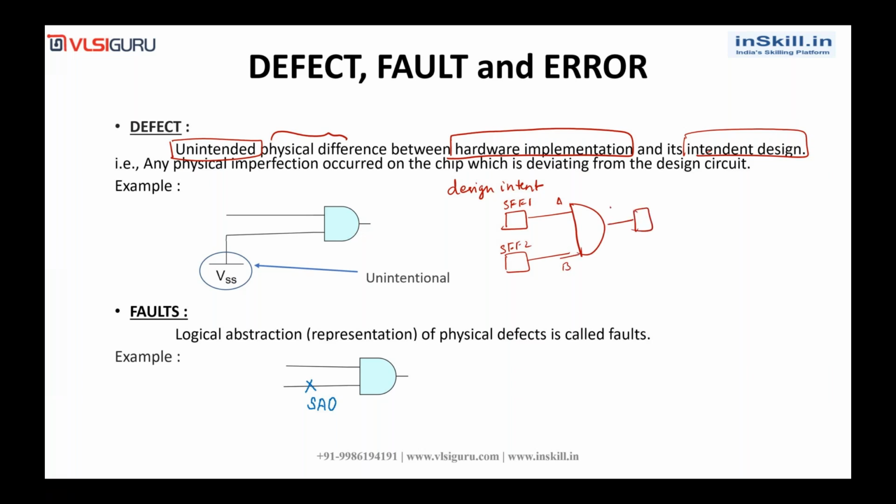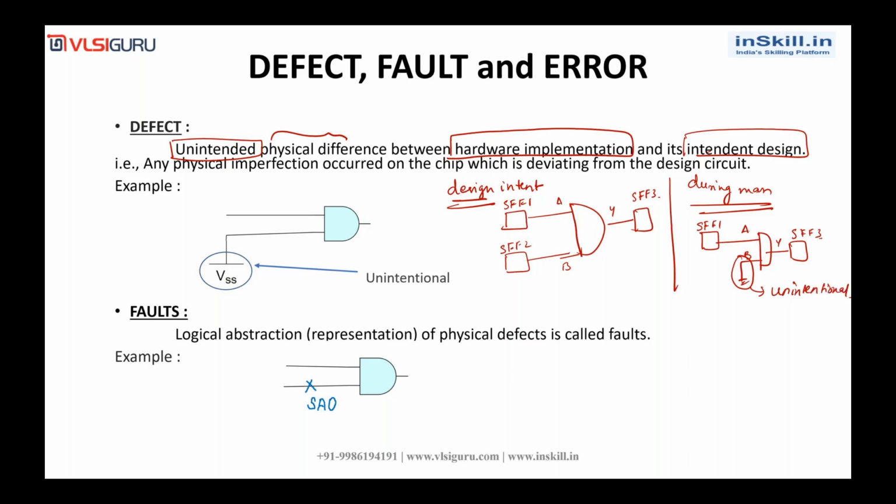And the output of this AND gate is again going to another scan point. So this is the design intent, our intended design. But during manufacturing, unintentionally, this B net got tied to ground. Unintentionally, this B net has got tied to ground during manufacturing.